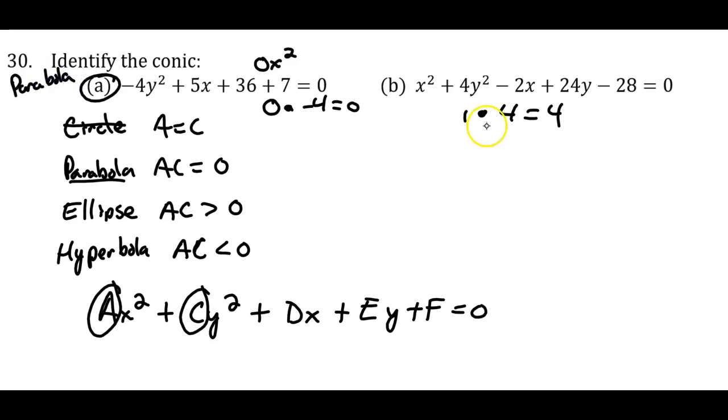Now if we go to the next one, it's not equal to 0, so that rules out parabola. It is bigger than 0 though, so that leaves us with an ellipse.